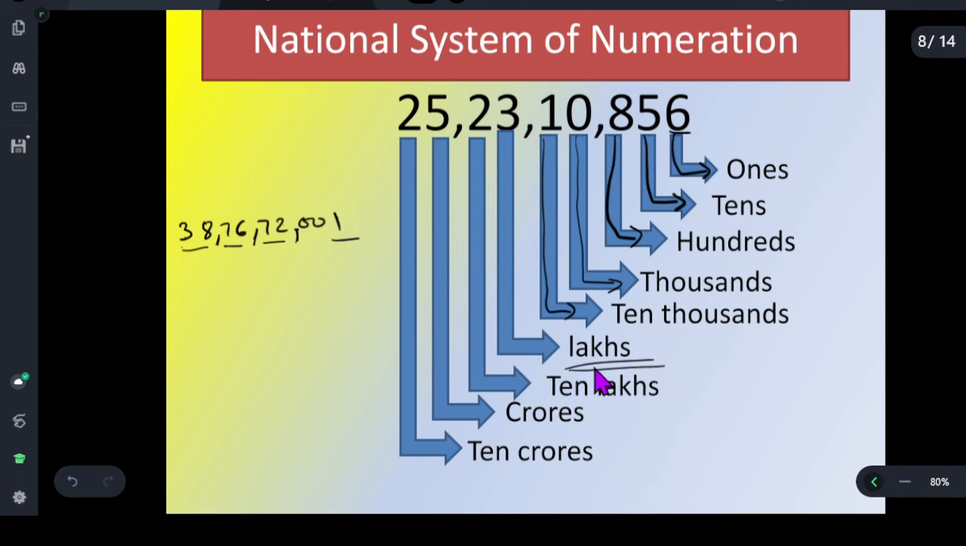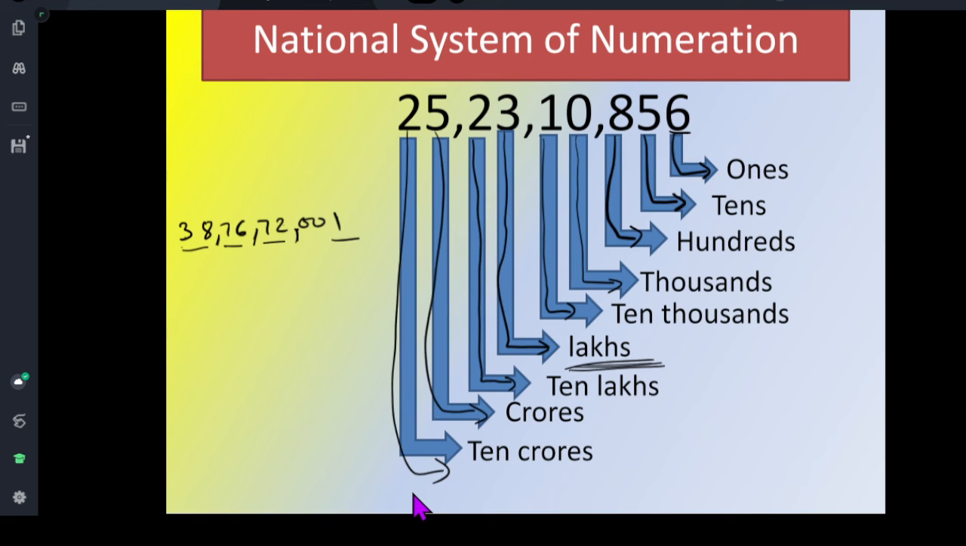So what is the place after 10,000? That is lakh. We count in the Indian system of numeration just like this. Then 2, what is the place value of 2? 10 lakhs. The place for 5 is crores, and the place for 2 is 10 crores. You have to read numbers this way and write in words also this way.